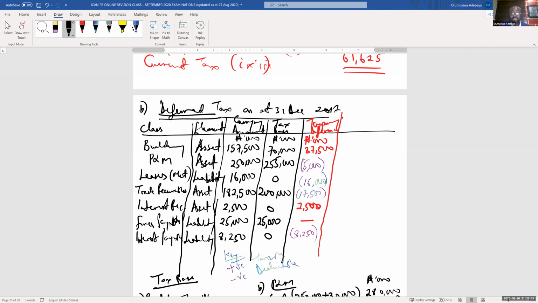Now, what is our tax rate? Our tax rate is 30% across all.